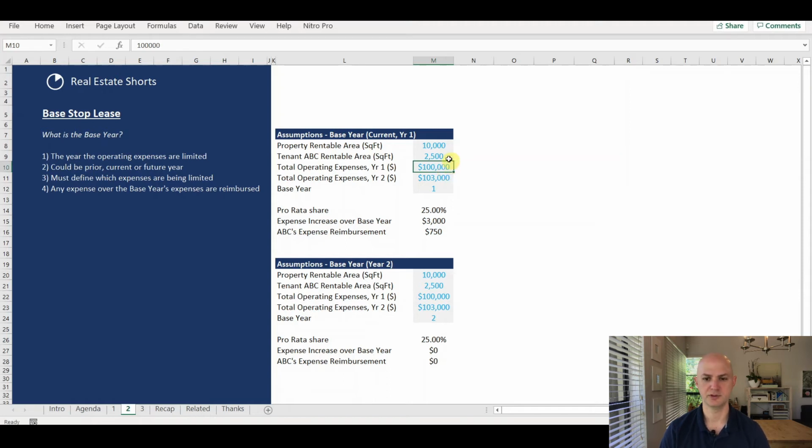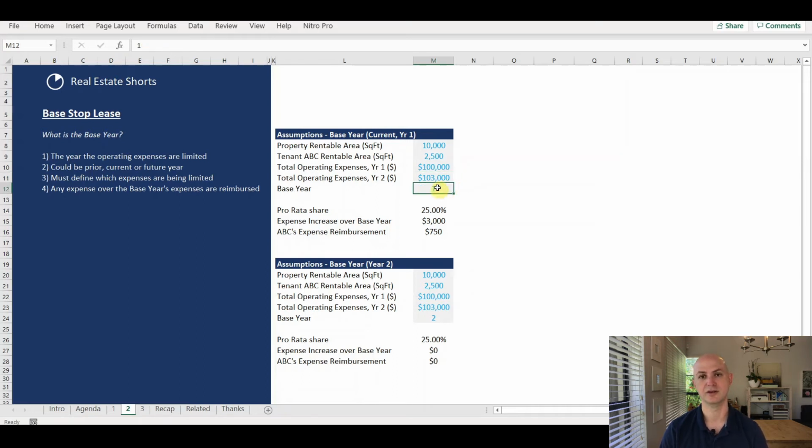In this example, a tenant is occupying 2,500 square feet of a 10,000 square foot building. So about 25%, actually 25%. The operating expenses were both agreed on that they amount to $100,000. So if operating expenses increase above $100,000, tenant is responsible for paying that increase. So let's see what happens. If the following year, if year two is $103,000 worth of operating expenses, we have a $3,000 increase.